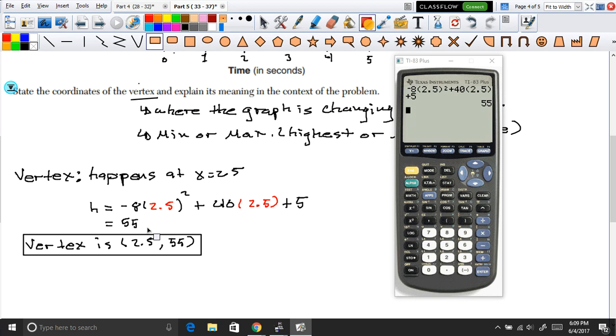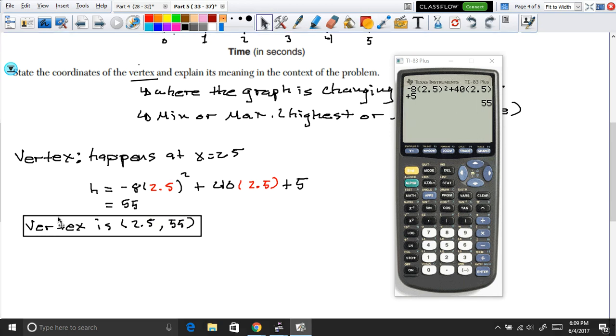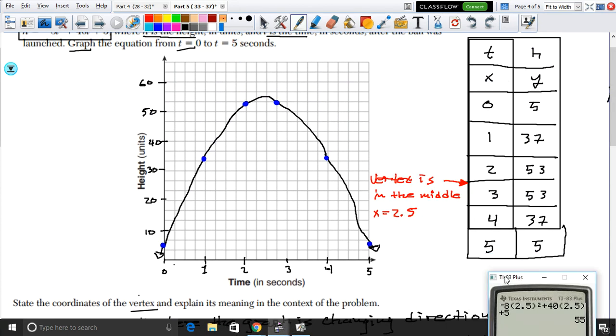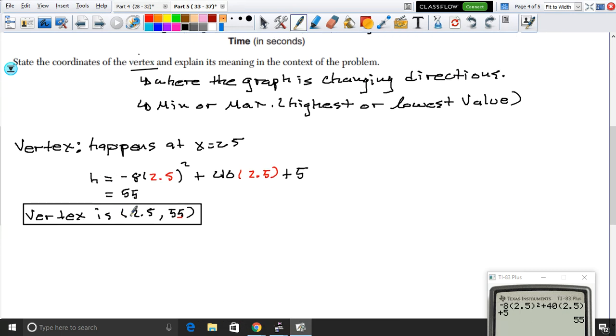Now again, how do we determine what value of x, or in this case what value of t, we want to look at? Well, we look at our table values, and we did notice that at 2 it was 53, at 3 it was 53. So the vertex needs to happen somewhere between those 2 points. The number between 2 and 3 is 2.5. So that's the number that we plug in here to find the vertex. The vertex is a coordinate point, and when you plug it into the equation, you get 55. So that means that the vertex is at 2.5, 55.